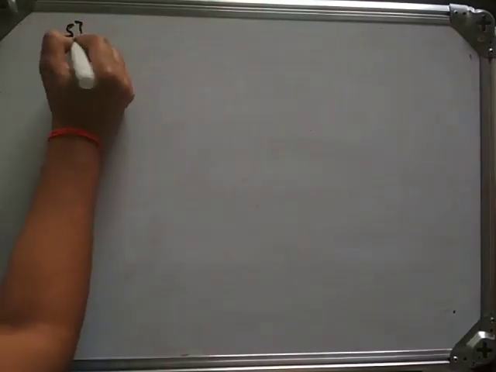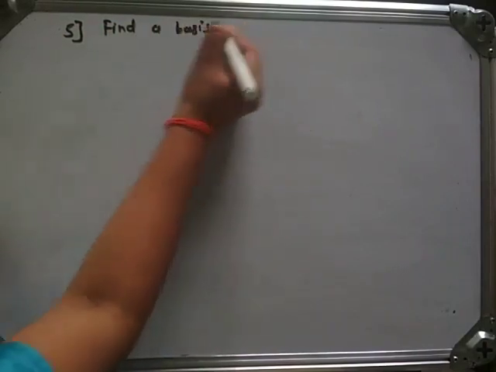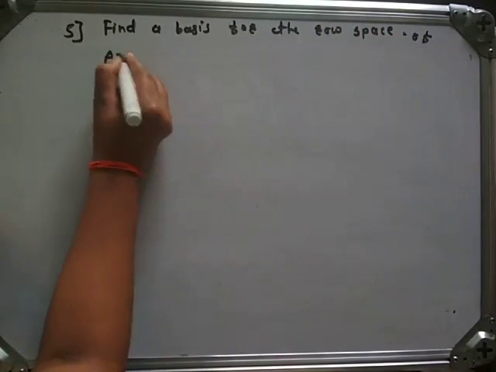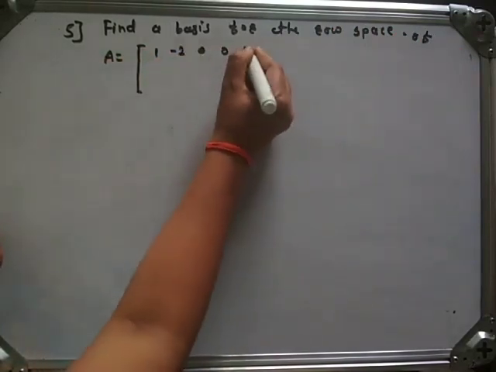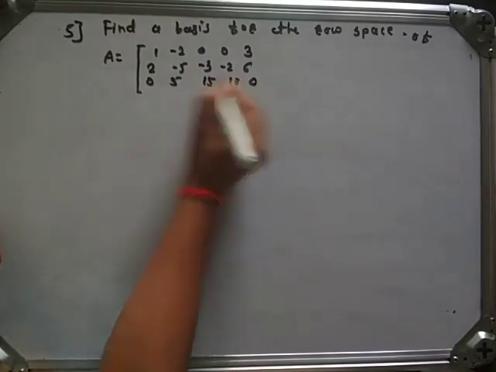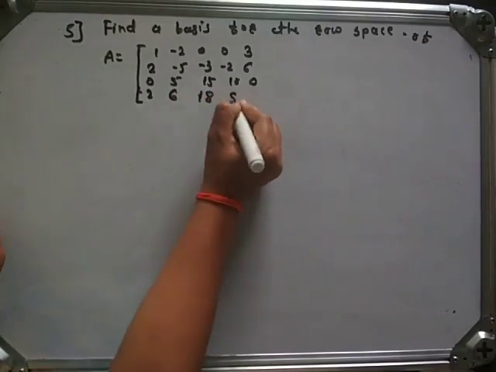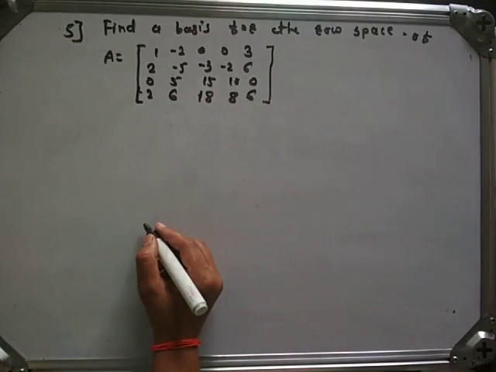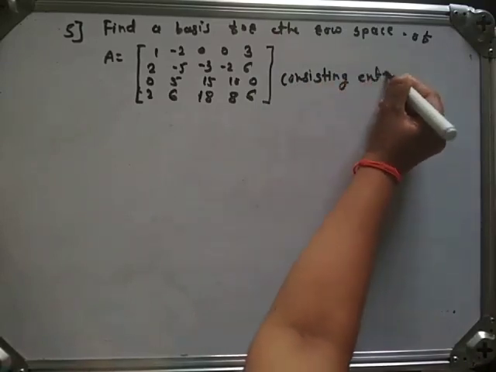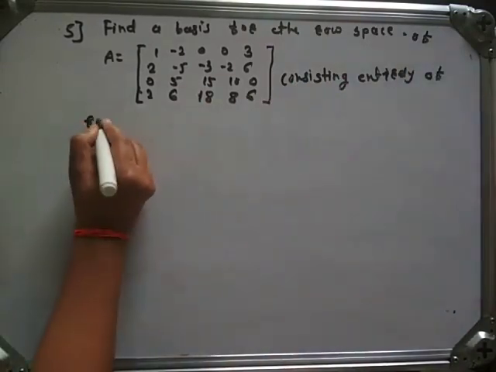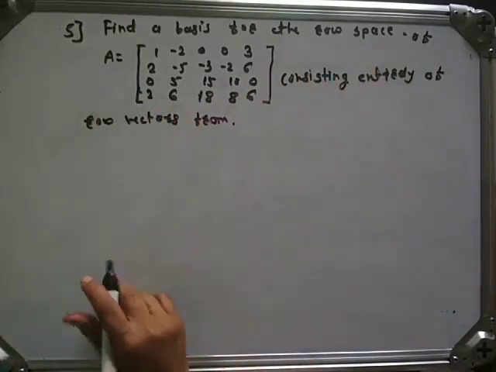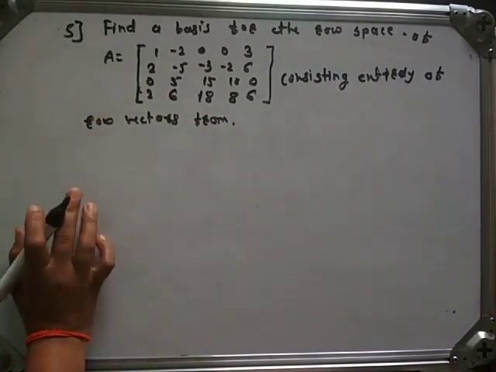Let us take the next example 5. Find a basis for the row space of A, equal to the matrix 1, minus 2, 0, 0, 3; 2, minus 5, minus 3, minus 2, 6; 0, 5, 15, 10, 0; 2, 6, 18, 8, 6, consisting entirely of row vectors from A. We have to find the basis for the row space of this A. Let us see the solution.